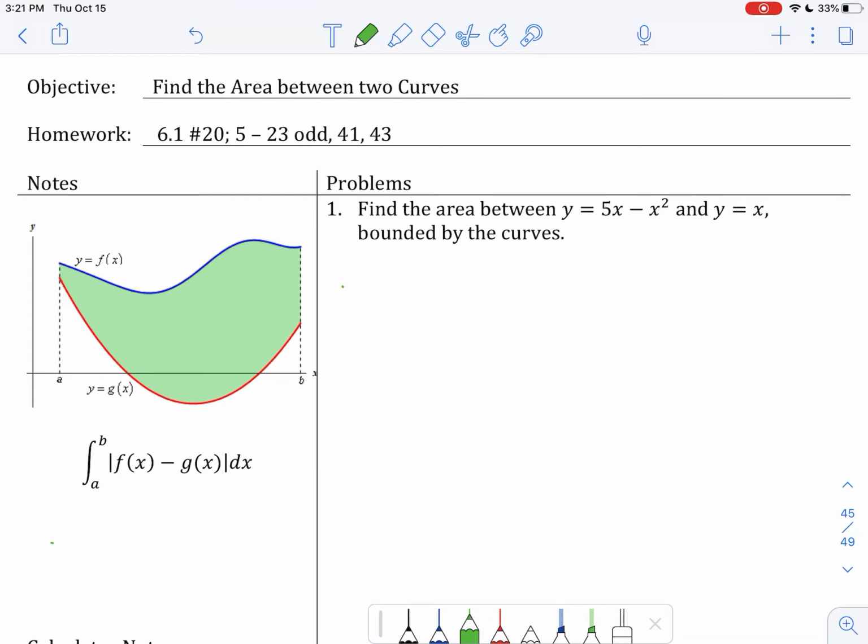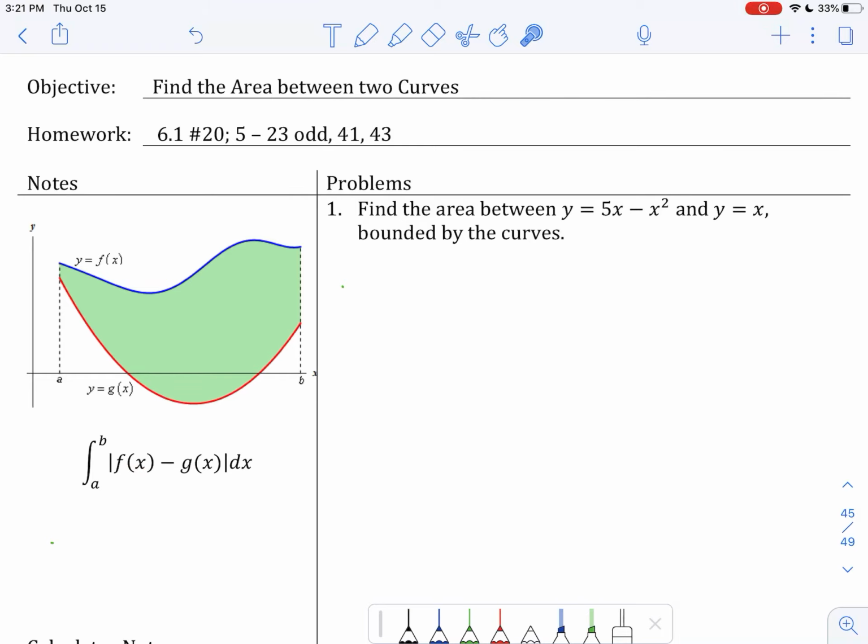So finding the area between two curves, we see a picture of that over here, where we have a curve f of x and we have a curve g of x. And the area between this will always be given on some interval, or we'll have to find that interval ourselves in the problem. In this case, we've got from a to b. And here we see that f of x is over g of x, so we could just say the area is equal to the integral of f of x minus g of x.